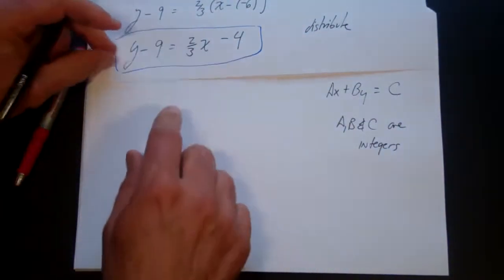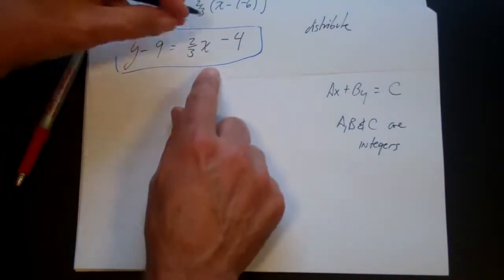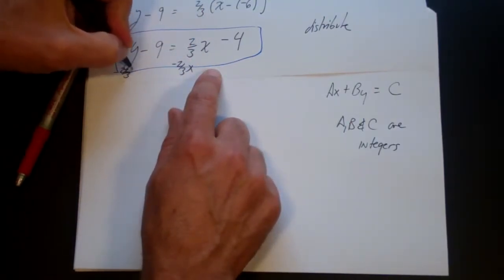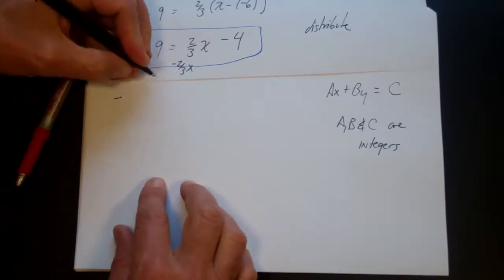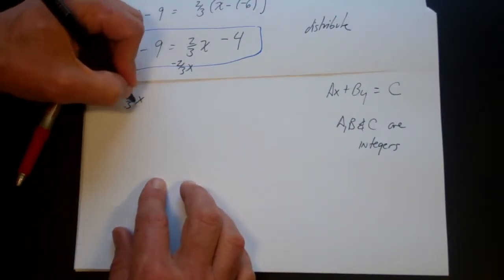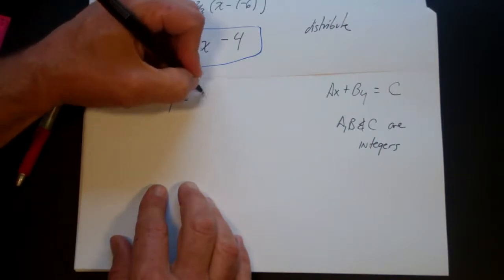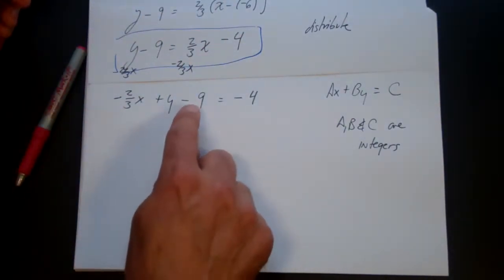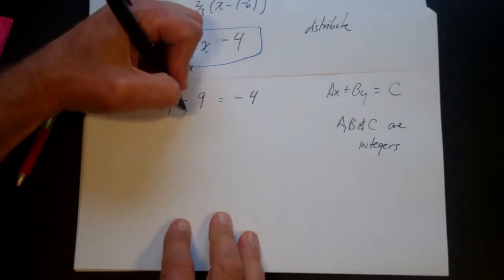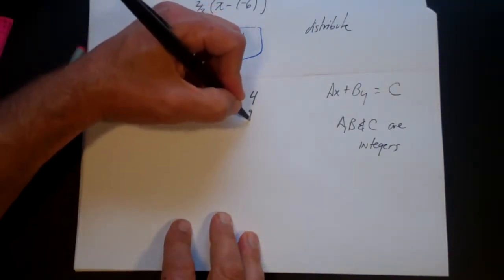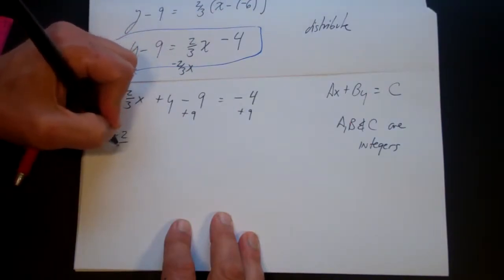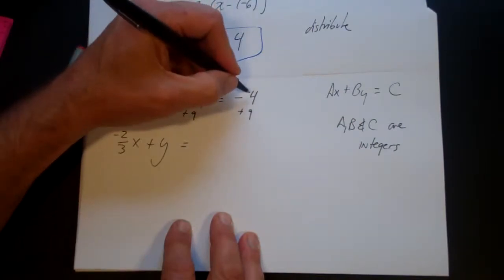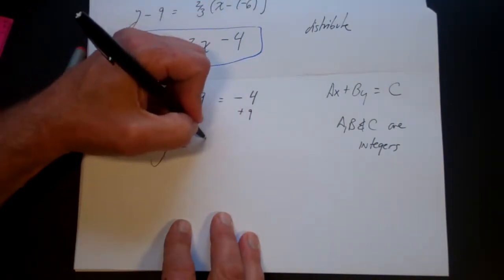So the first thing I'm going to do is move the 2/3 x over here. So I'm going to subtract 2/3 x from both sides. So you get minus 2/3 x plus y minus 9 is equal to minus 4. Now I'm going to move this 9 over there, so I'm going to add 9 to both sides. And I get minus 2/3 x plus y is equal to minus 4 plus 9, which is 5.